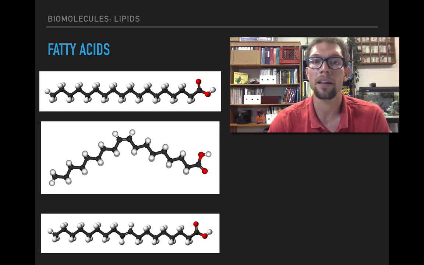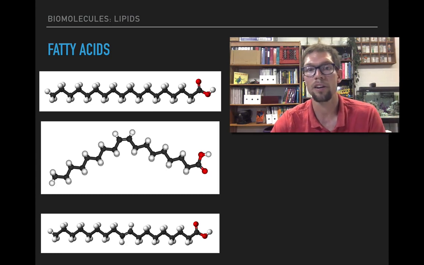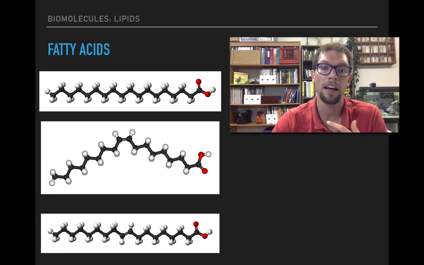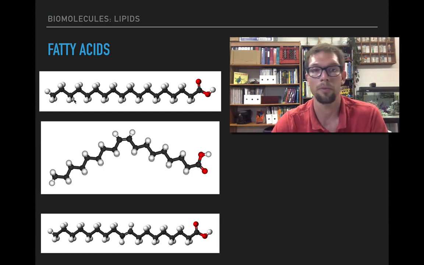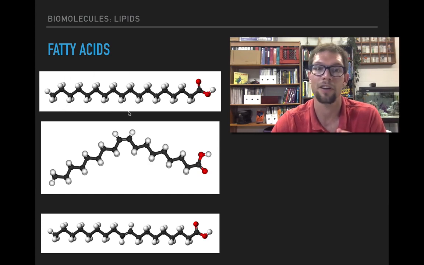So let's talk about the fatty acids briefly first. You can have either saturated or unsaturated fatty acids. You can also have different lengths of fatty acids, so you can add carbons and make the tail longer. You can remove them and make it shorter. What makes a fatty acid either saturated or unsaturated are the number of hydrogens it contains. So if you look at this one, this contains all the hydrogens that it can, so it is considered a saturated fatty acid.